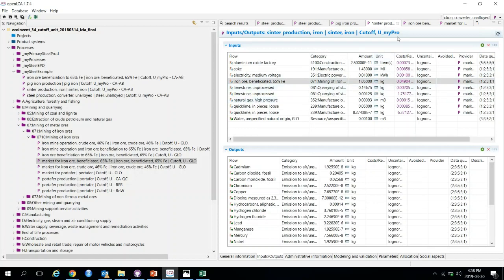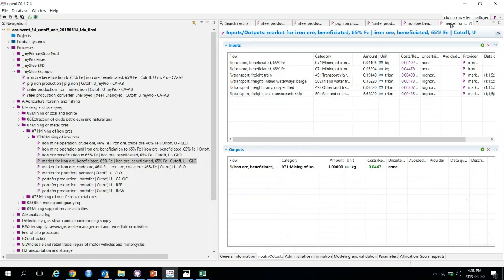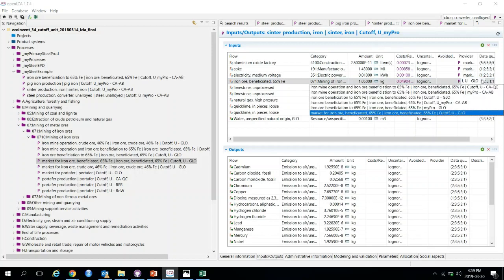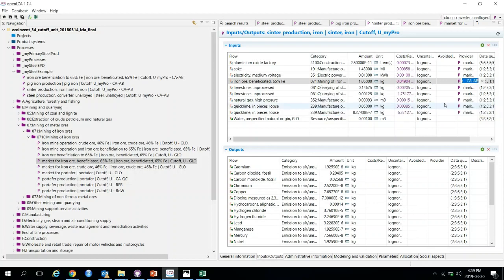So we'll want to definitely add some transport then, because this is what we're missing now, because we're delinking that, right? We're going to change this to our specific supplier, which we just created right here, iron ore beneficiation, the MyPro that we just created. And so we'll want to add transport.